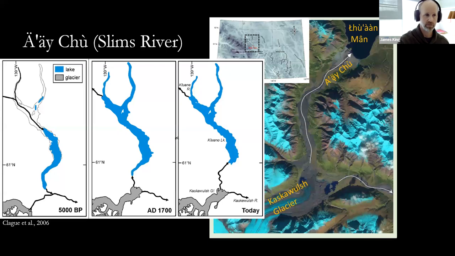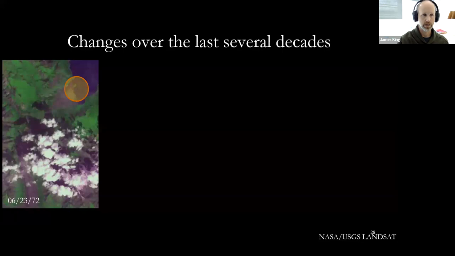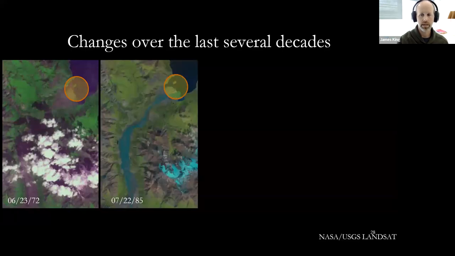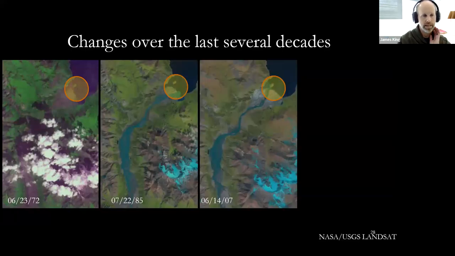And so in the past, it's shifted several times over, but most recently in 2016, this has shifted again. The water from this Kaskawalsh Glacier was predominantly going into the Aochu, which goes into Lake Laberge and the Yukon River, which Lake Laberge is the largest lake in the Yukon Territory. But now it's shifted towards the south and goes straight into the Gulf of Alaska. And we can see this quite easily on this series of Landsat imageries.